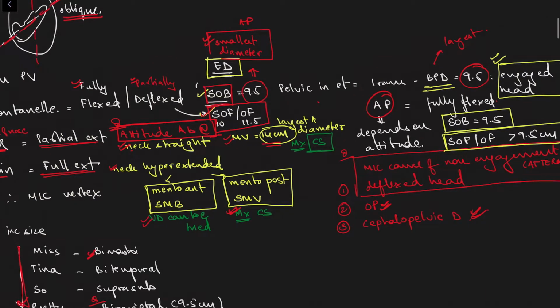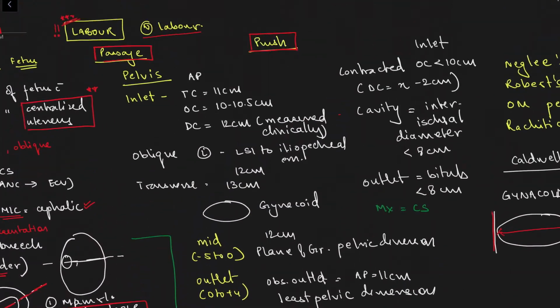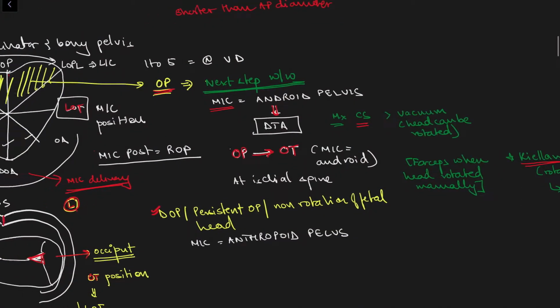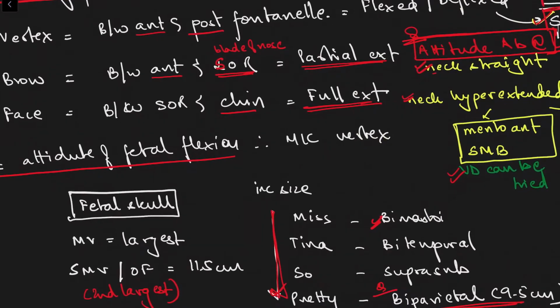Then let us talk about fetal skull. So the skull has two diameters, anteroposterior and transverse. In anteroposterior, mentovertical is the largest diameter, it is 14 centimeters, and the second largest will be submentovertical or occipitofrontal, right? They are both 11.5 centimeter.